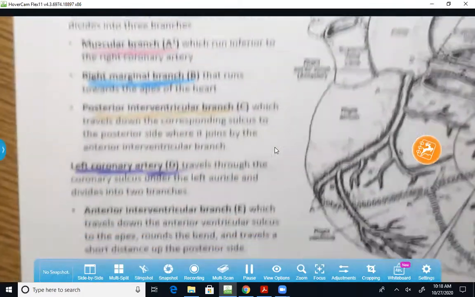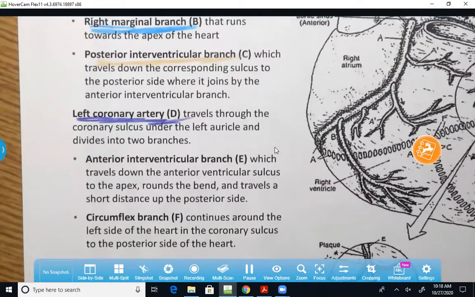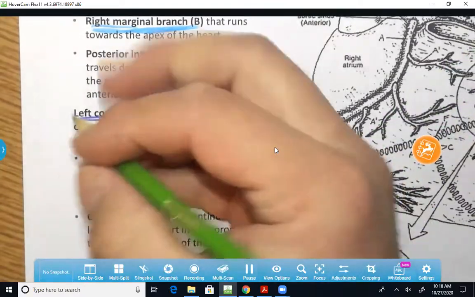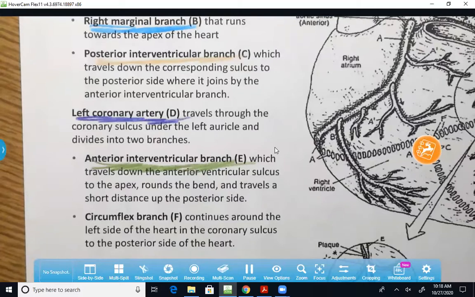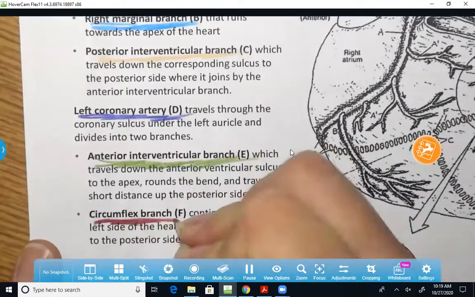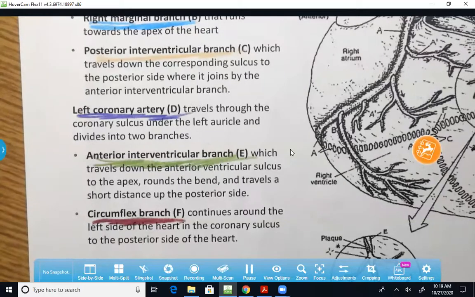Left coronary artery, I'll go purple. And that pea green there for the anterior interventricular branch. And let's go with, no, that's too much. About this nice dark red for the circumflex.